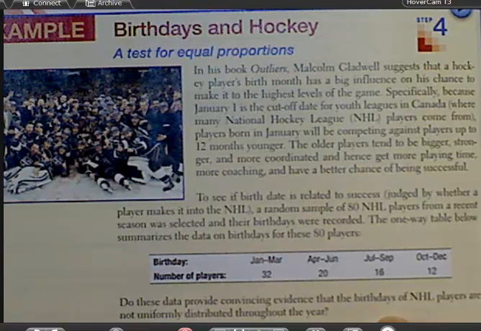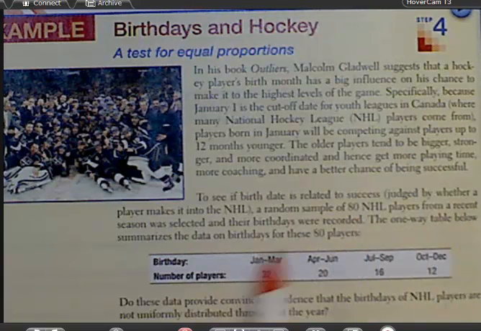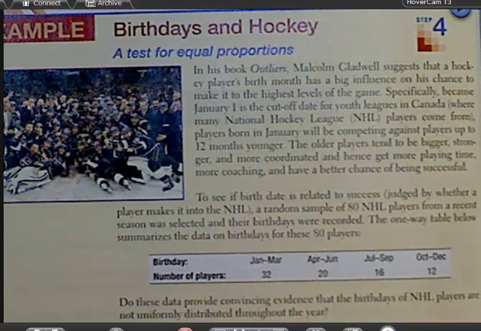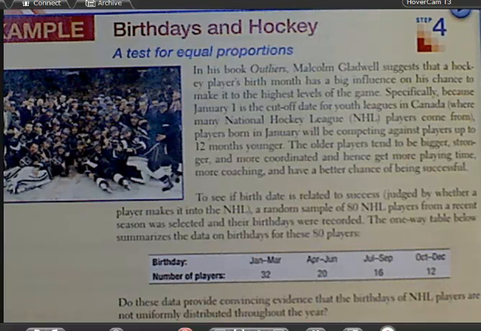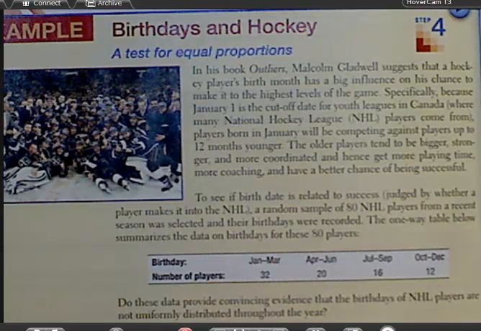To see if birth date is related to success, judged by whether a player makes it to the NHL, a random sample of 80 NHL players from a recent season was selected and their birthdays were recorded in the one-way table below. It summarizes the data on birthdays for these 80 players. So they divided it up into quarters of the year: 32 players, 20 players, 16 players, and 12 players. When we look at that data, we can see in our sample there's clearly more people born in January to March, but we want to see if that is significant.